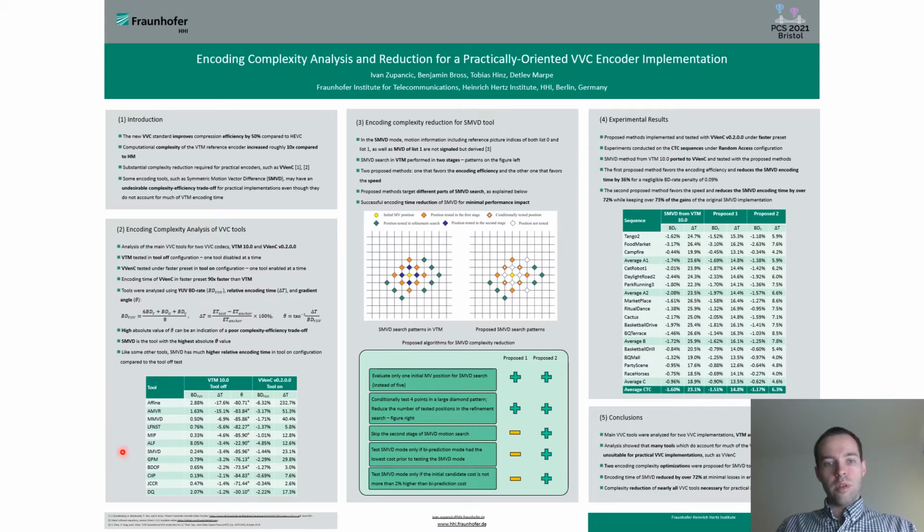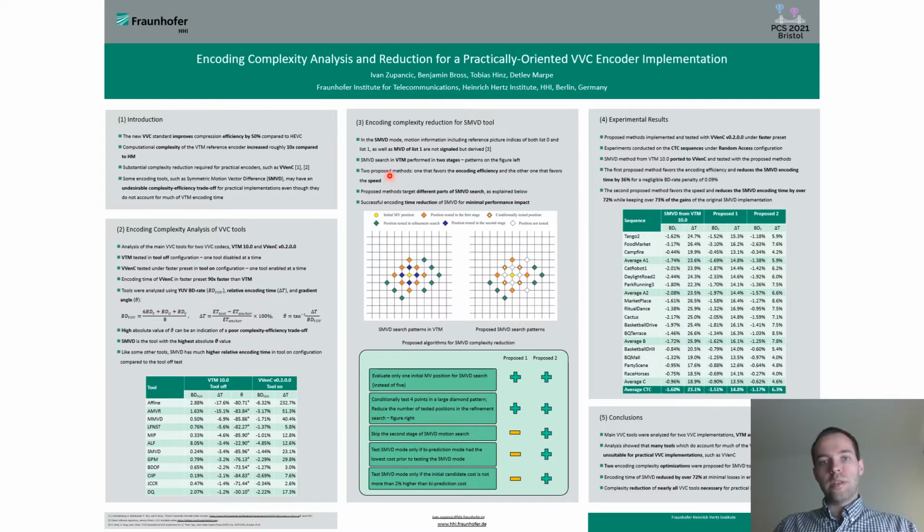One such tool is symmetric motion vector difference, or SMVD for short, which has the highest absolute value of theta, which can be an indication of a poor trade-off between complexity and efficiency. So, in order to make this tool more suitable for practical applications, we propose two methods for computational complexity reduction of the SMVD tool.